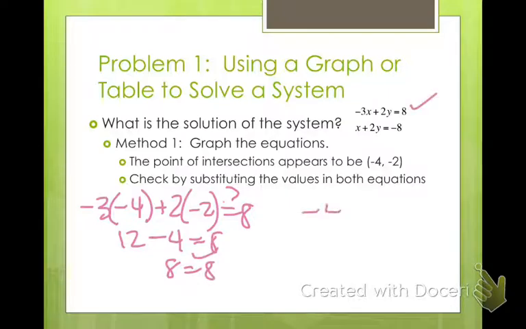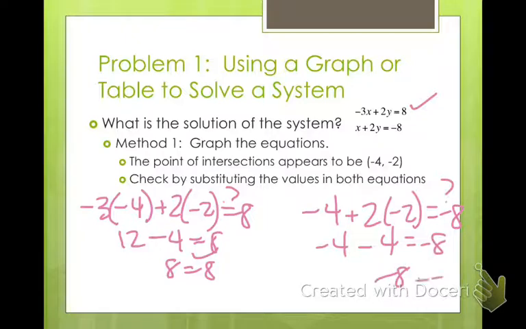We also have to check it over here. -4 plus 2 times -2. Does that equal -8? So we have -4 minus 4 more equals -8. -8 equals -8. So yes, they both work. So our solution is -4, -2. That's where it's true for both equations.